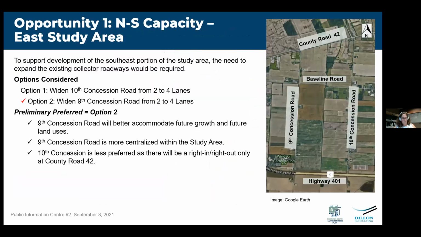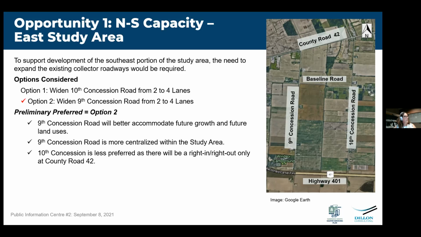So the first opportunity is to support the anticipated growth within the southeast portion of the study area. One of the 2 main north-south collector road corridors in the east area will need to be widened from a 2-lane cross-section to a 4-lane cross-section. Based on a comparative evaluation, option 2, which is the widening of 9th concession from a 2-lane to a 4-lane cross-section, was determined to be preferred versus widening of the 10th concession road from a 2 to a 4-lane cross-section.